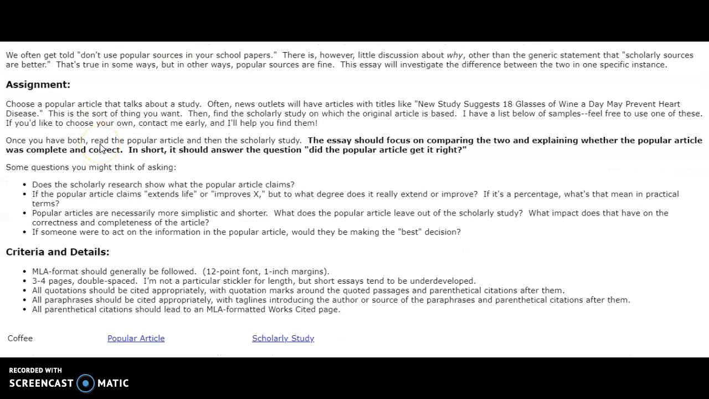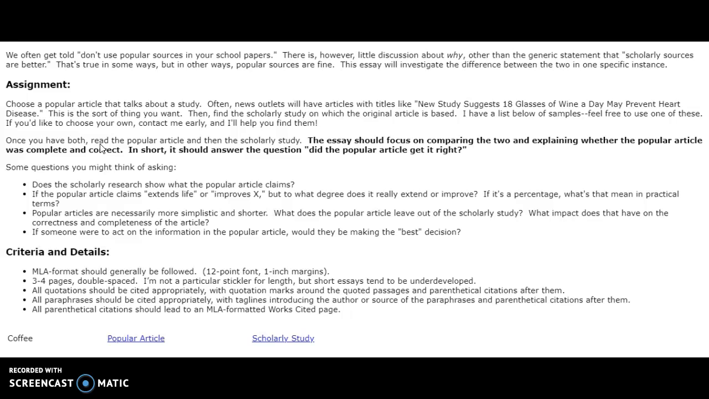So every essay assignment also will have some context to it. We often get told, don't use popular sources in your school paper. Don't use Wikipedia. Don't use just a random website. But there's little discussion, however, as to why, other than the generic statement that scholarly sources are better. And that's true in some ways, but in other ways, popular sources are fine. So it sort of depends on the situation. So the essay here is designed to investigate the difference between the two within one specific instance.